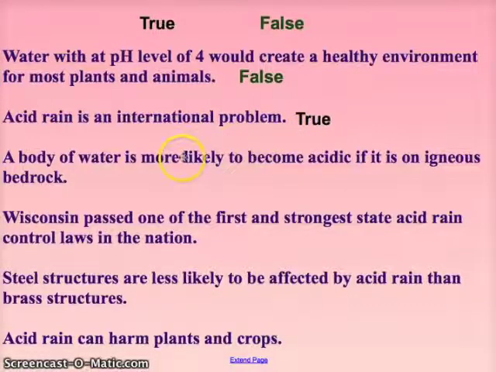True. A body of water is more likely to become acidic if it's on igneous bedrock. Okay, that's false, right? Or is it true? What do you think?